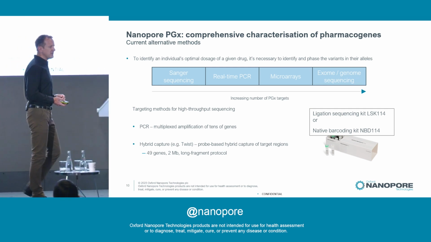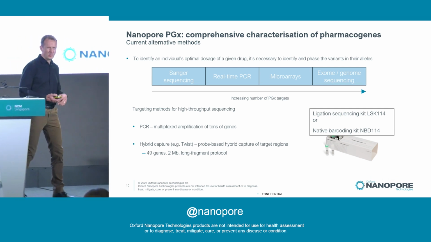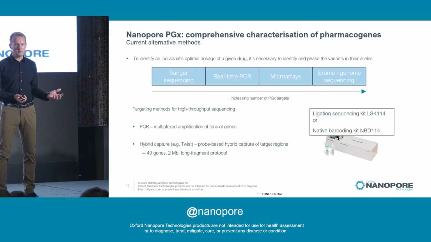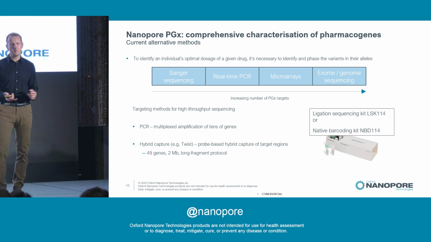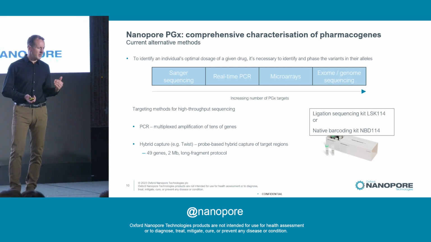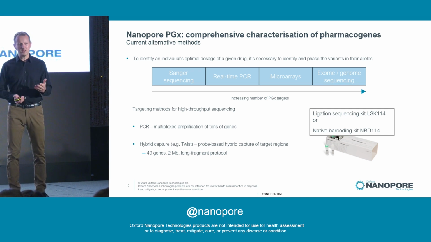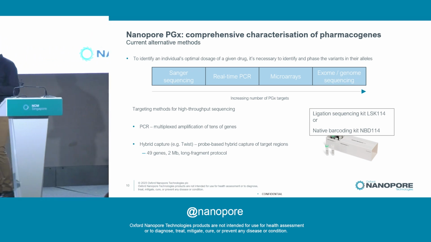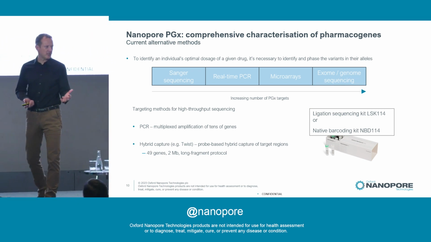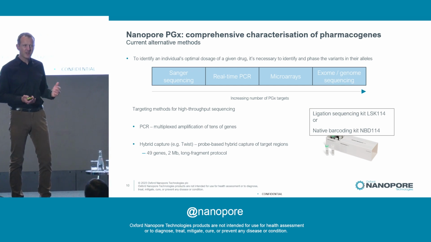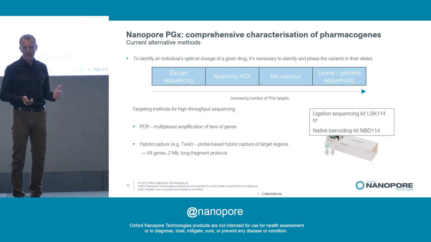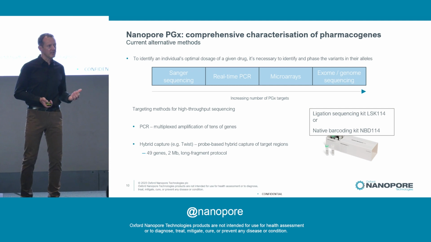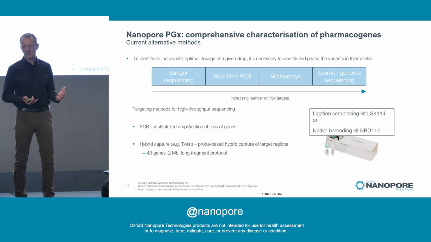So there are well-known methods of looking at pharmacogenes that are already commercially available. In particular, for PCR, there are commercial panels available that will allow you to amplify 40 or so PGX genes all in multiplex. And you also have hybrid capture panels, such as the one by Twist, which is a long fragment capture panel, which again can capture tens of PGX genes. But the problem with any PCR-based method, which both of these are, is that you're limited in the length of fragment that you can sequence at the end of it. And that becomes a problem when you're looking at something that's got a complicated gene architecture like CYP2D6.